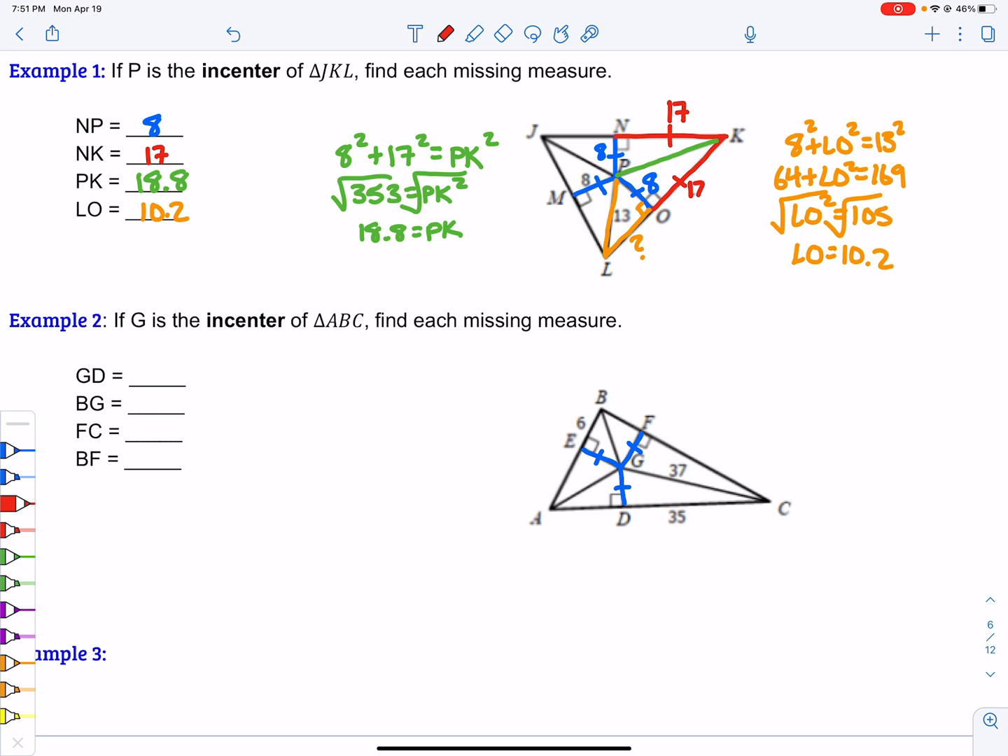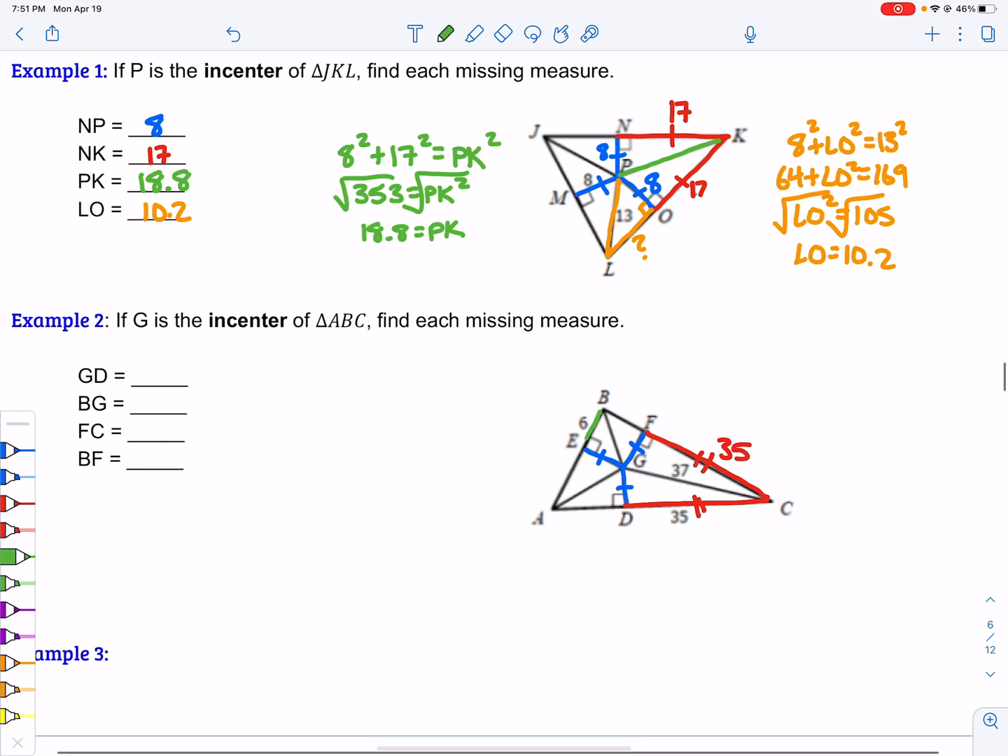We know that if DC is 35, so is FC. Those are congruent. And BE is 6. So we also know that BF would be congruent and also equal to 6. So that answers a couple of questions they've asked us about. Let's see, GD we don't know yet. BG we can figure out in a minute.